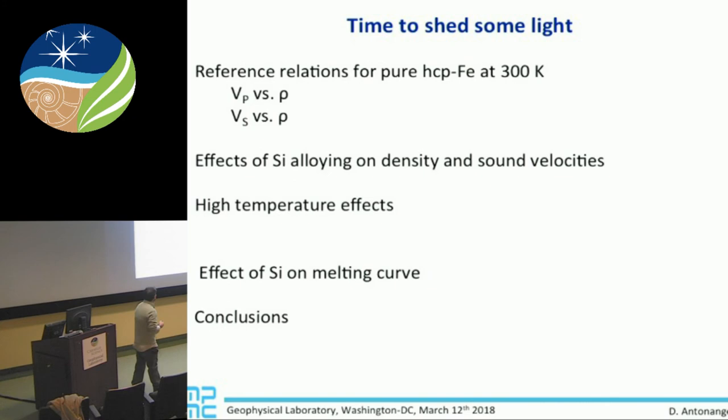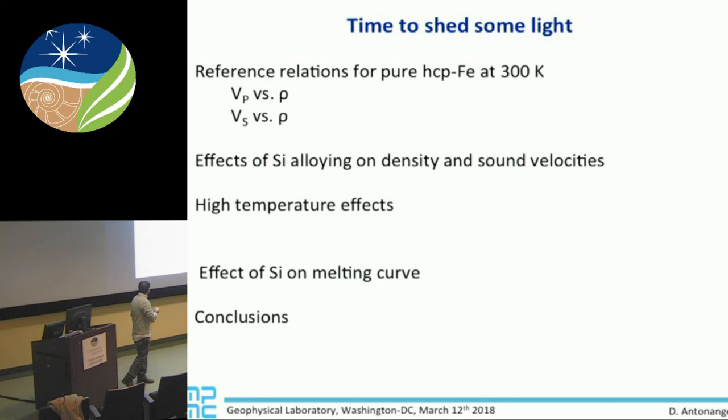And I think it will be important to say what we know, what we plausibly think is the case, but also honestly state what we cannot constrain. So to do this exercise, I will start first with the reference relation for velocity as a function of density for pure iron at ambient conditions. Then I will consider the effect of silicon alloys on density and sound velocities.